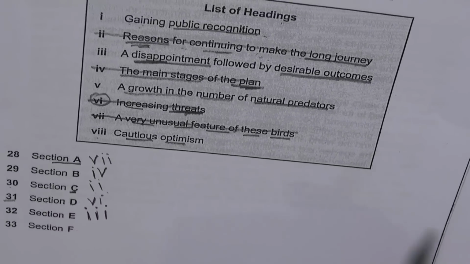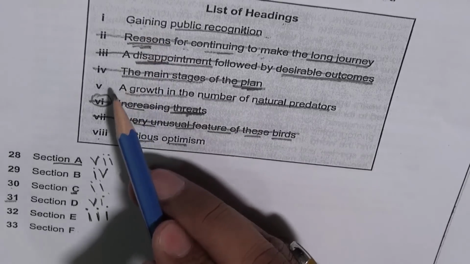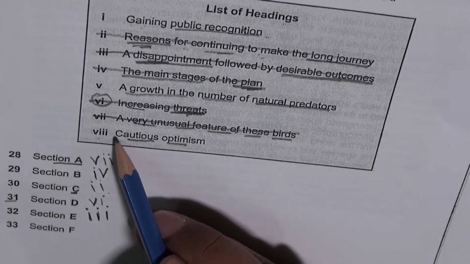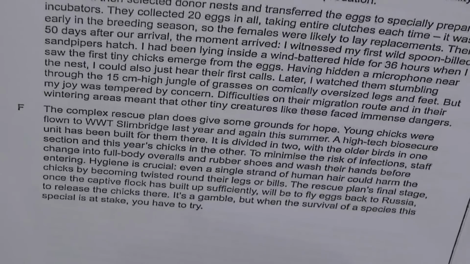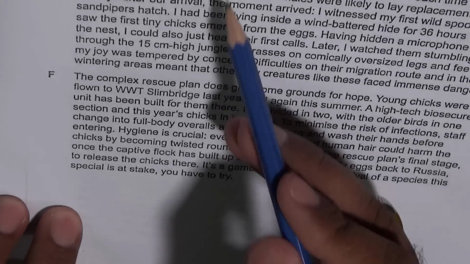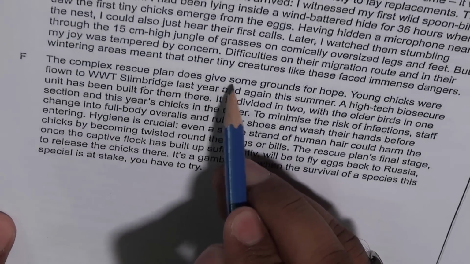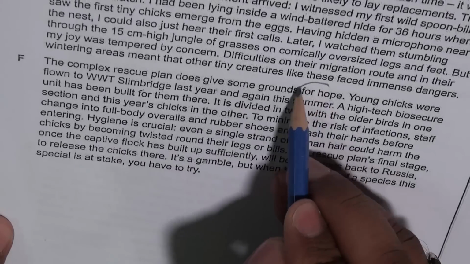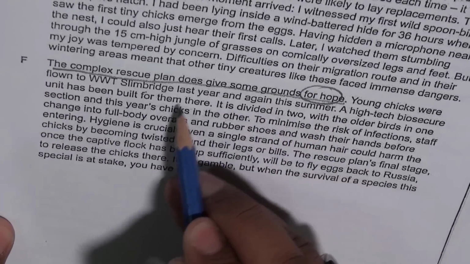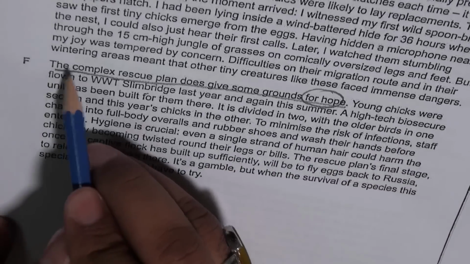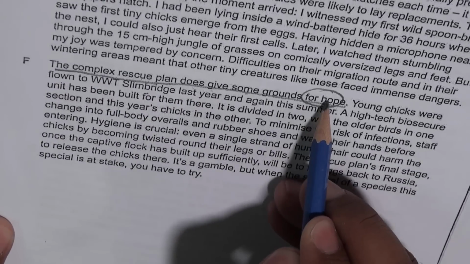Okay. Now we are done with this also. So we are left with number 1, then number 5, and then number 8. 3 headings and we've got only 1 paragraph, right? Let's see. This paragraph is F. The complex rescue plan does give some grounds for hope. Now from this sentence you can understand whatever is written in this paragraph.